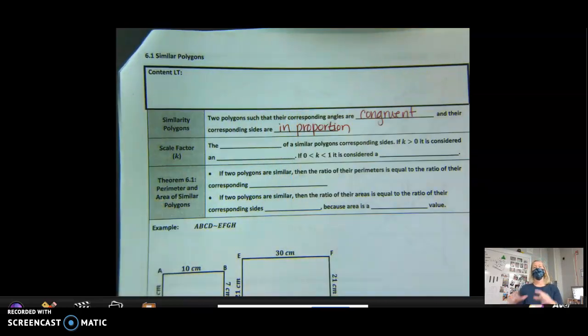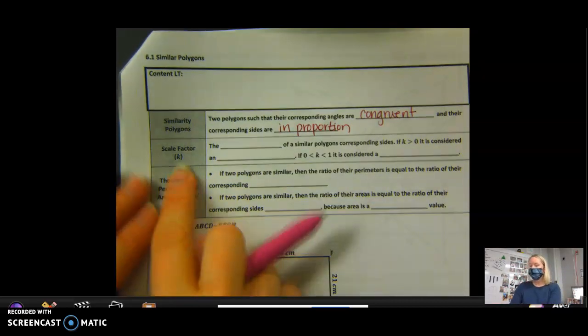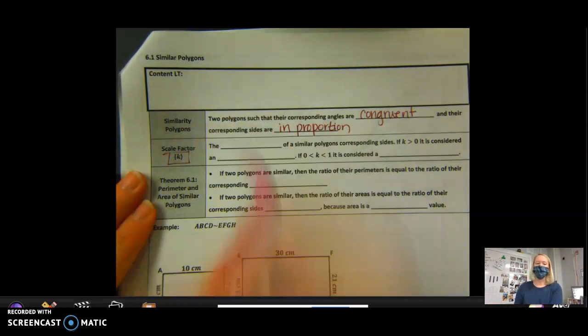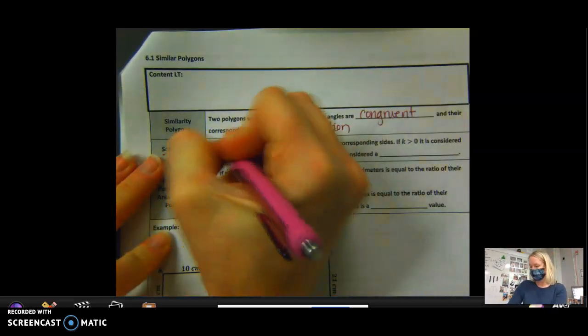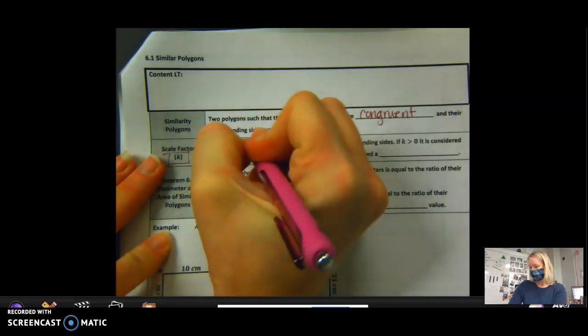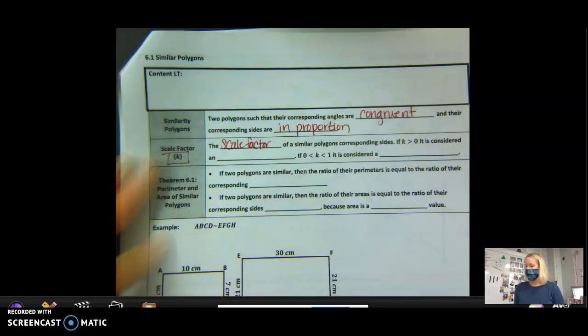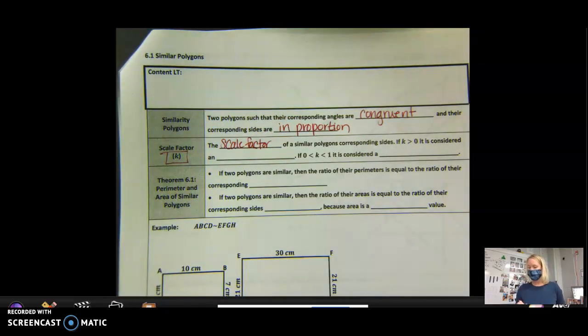Meaning, maybe I have a small triangle and I have a larger triangle. They are similar. This one is half the size of this one, meaning that every single side length is half the size, okay? Scale factor, the letter we use in math for scale factor is K, for whatever reason. So the scale factor of a similar polygon's corresponding sides.